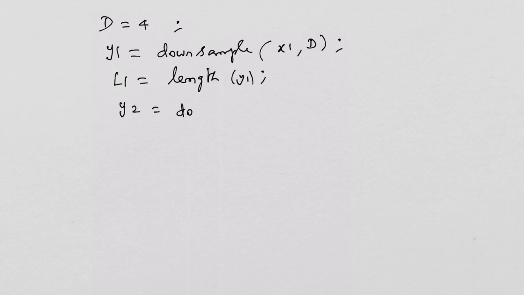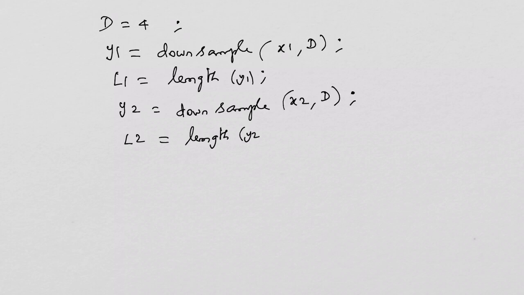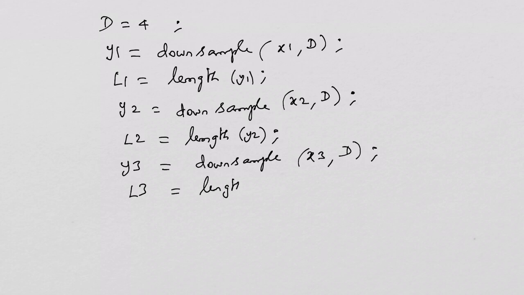Yes, similarly y2, is a new sequence, which is actually a downsampled sequence, which takes the input of x2, which downsamples the input by a factor of d. Let me calculate the length of y2. Okay. Similarly, let me work with y3, which is equal to downsampling of a new sequence x3 by a factor of d, and let me produce L3 is equal to length of y3. Accepted? So let's plot all those signals.